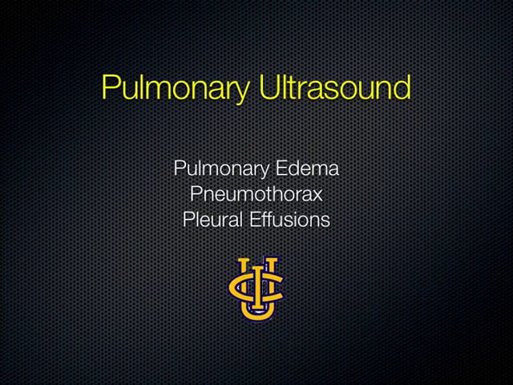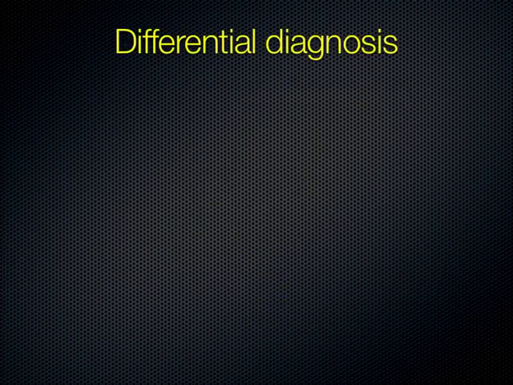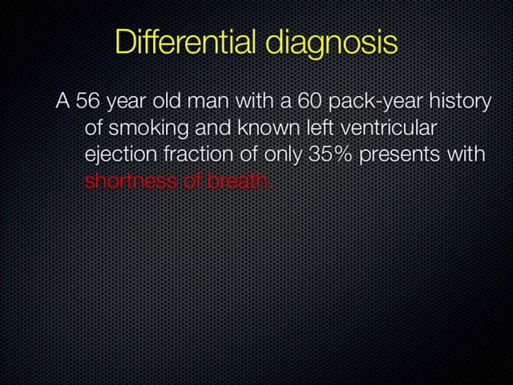So there's a classic differential diagnosis that we see all the time. You will see it your first time in the hospital. Somebody presents short of breath, and the question is, what's going on here? So if you have a patient who's 56 years old, who smokes, who has a bad heart, the differential is wide, but it definitely includes at the top of the list congestive heart failure and COPD exacerbation. So that's always the clinical dilemma: which one is it, congestive heart failure or COPD?